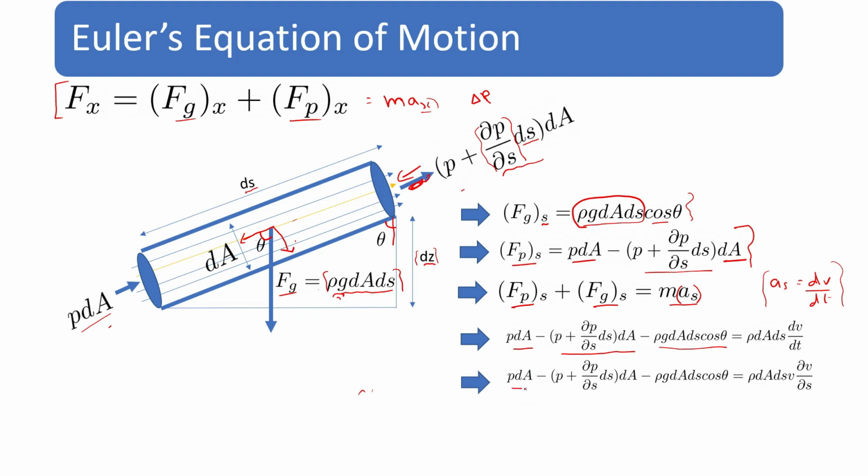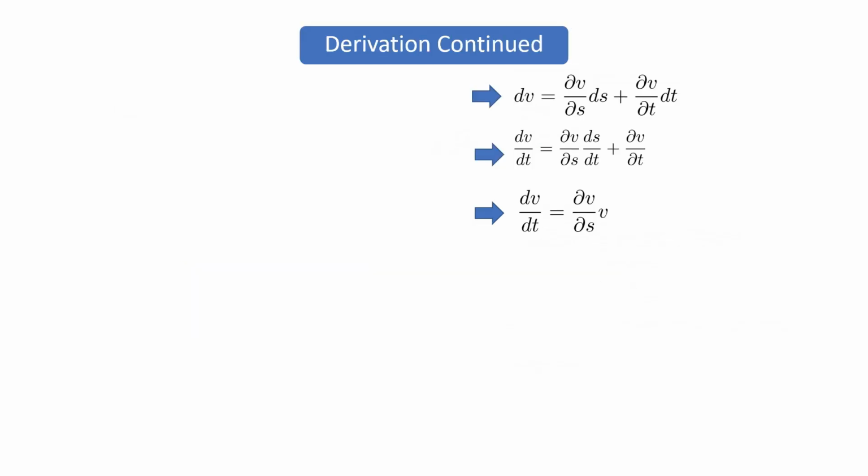So this will be equal to P dA minus (P plus ∂P/∂S ds) dA minus ρ g dA ds cos θ is equal to ρ dA ds into this acceleration dV/dt, which is equal to V ∂V/∂S. We will see how we got that.